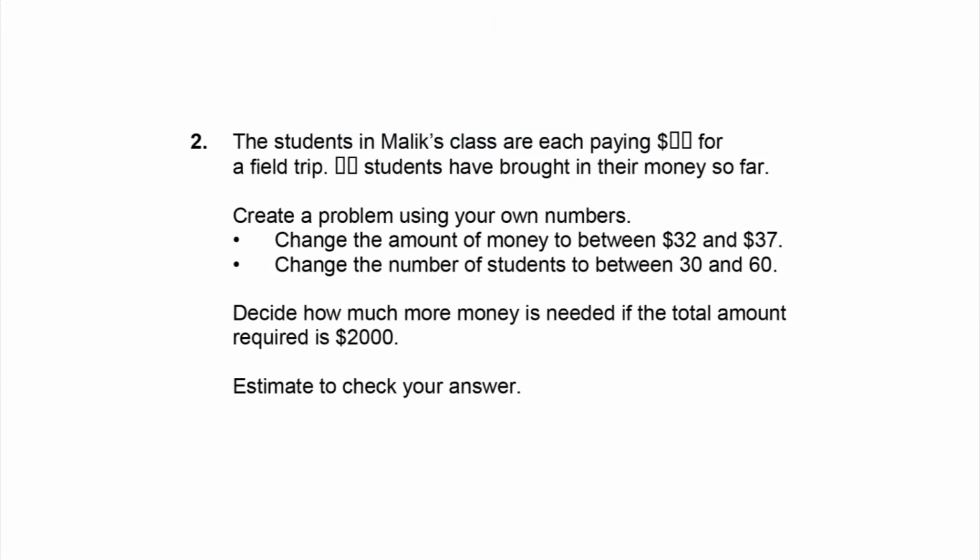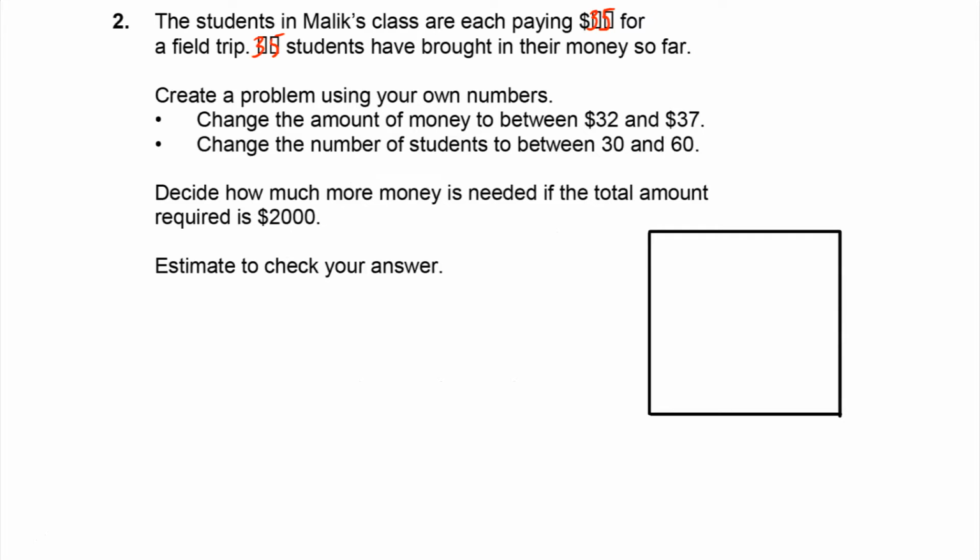In question 2, we're asked to create our own problem following the same model, but this time they want us to use the amount of money being charged to be something between 32 and 37. So I'm going to say they're each paying $35, and for fun we'll say there are 35 students. Now I need to look at what else I need to solve in the problem. So in order to figure out how much more money needs to be collected, first I have to figure out how much is collected so far, and then subtract it from the $2,000. So let's go ahead and do that.